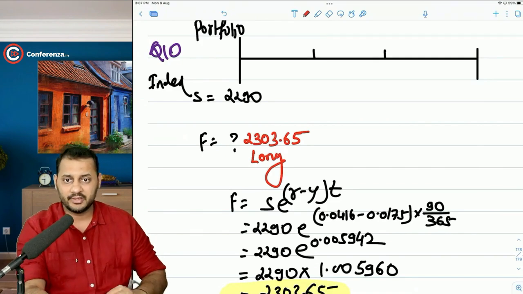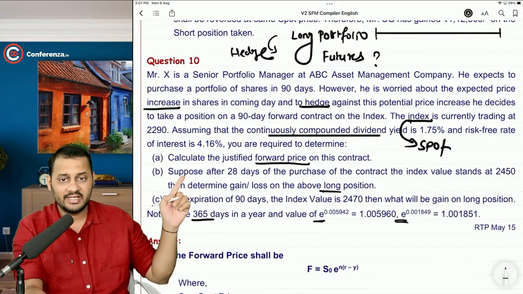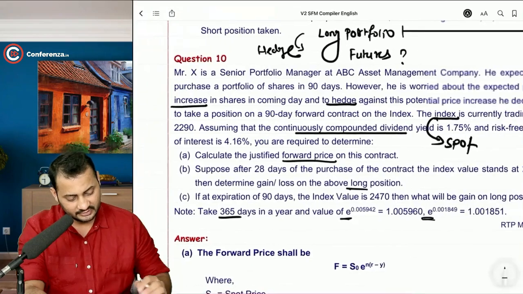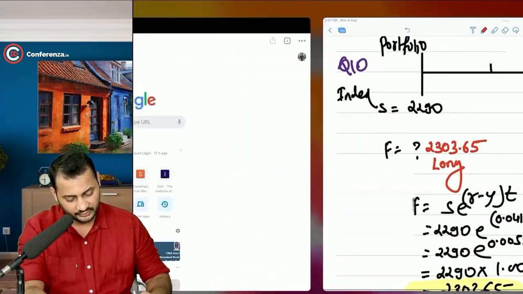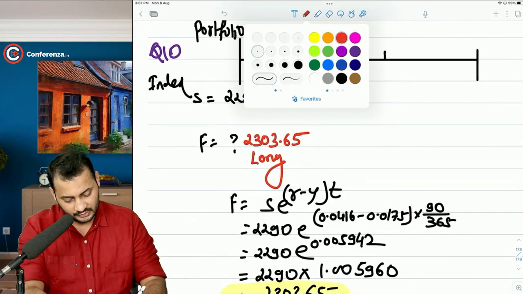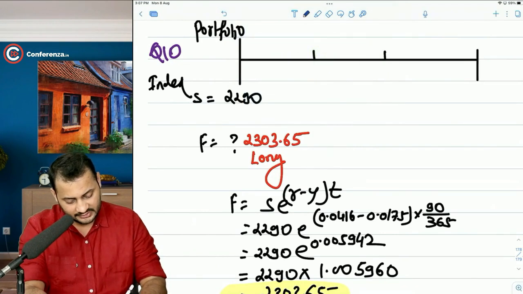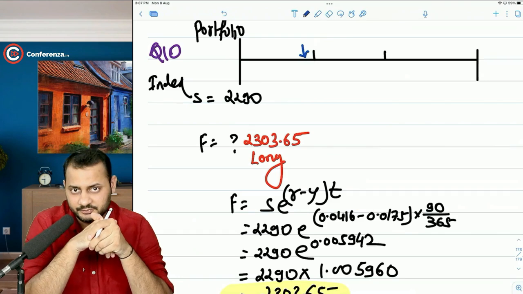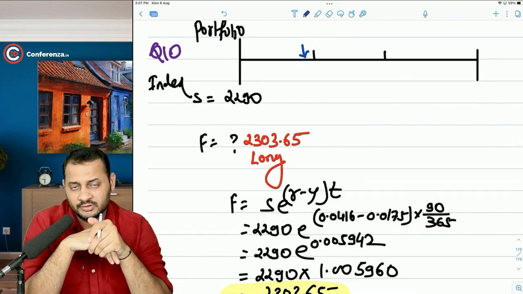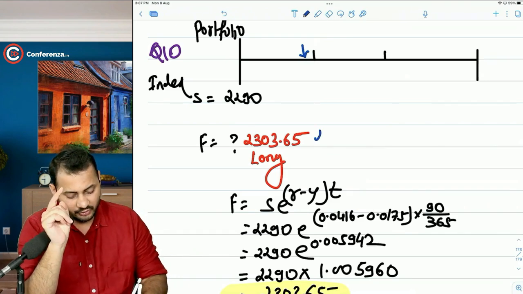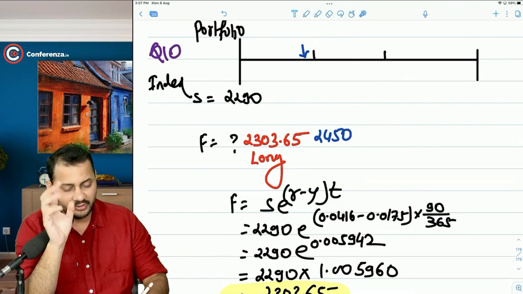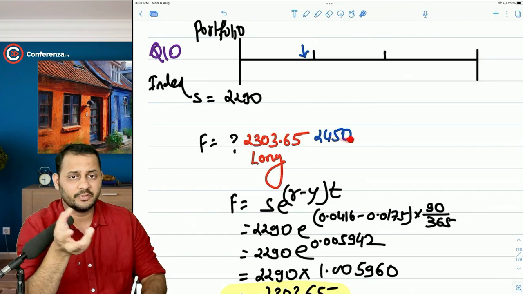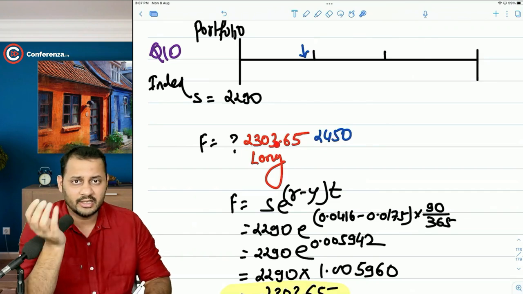And what happened is that after 28 days of the purchase of the contract, the index turns out to be 2450. After 28 days means somewhere near this date. Do you agree with this? The index turned out to be 2450. So what are you going to do? You are going to short at this date. Calculate the difference between these two and you can calculate the profit.